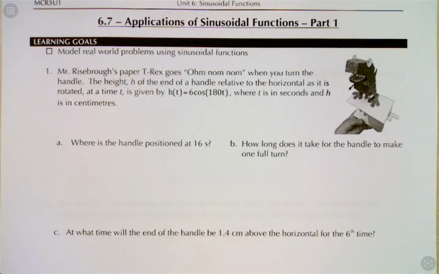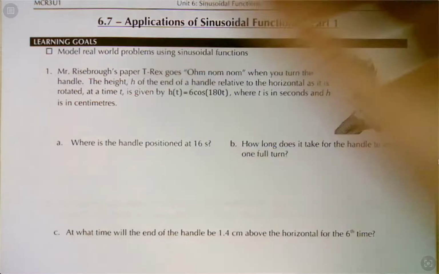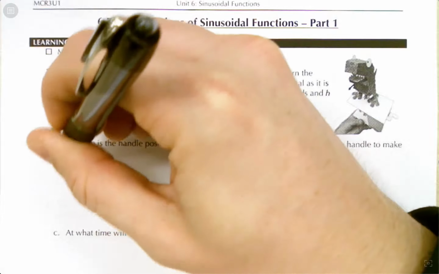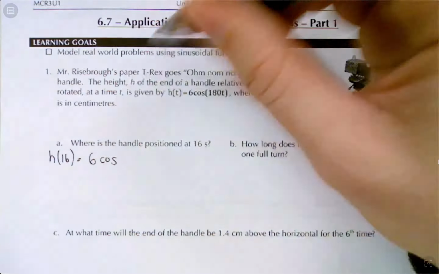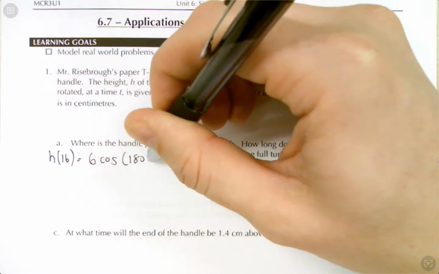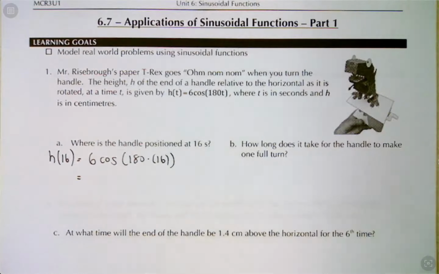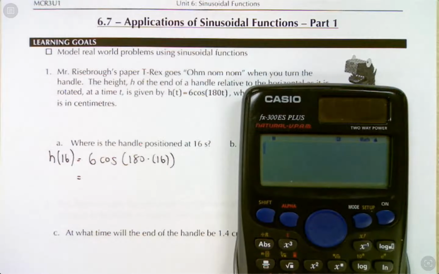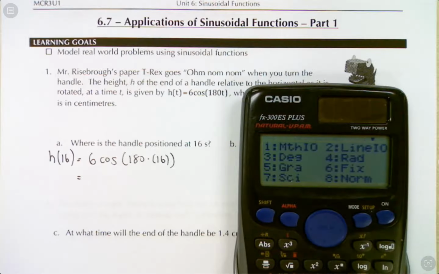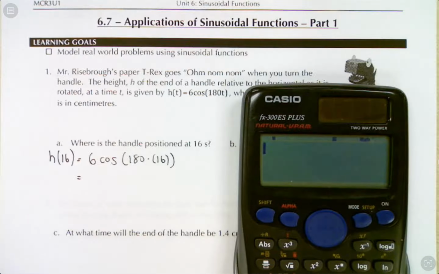So for the first question, we're just going to take the function and find the height at 16, so h of 16. So h of 16 would just be plugging 16 into our function. We get 6 cos 180 times 16. And we can just do direct calculation here. Make sure your calculator is in degree mode. Mine is in the wrong mode, so let's get to degree mode. 6 cos 180 times 16.